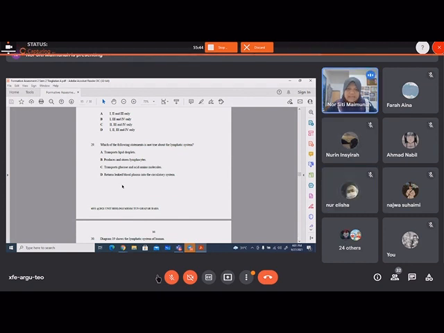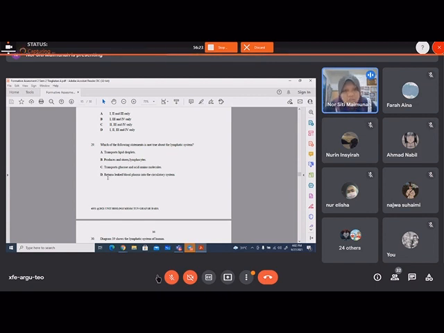29, which is not true about lymphatic system. What is the answer, class? C. Okay, transport glucose amino acid. So this is transported by your blood circulatory system, by the blood capillaries in the villus. So blood capillaries is under the blood circulatory system. Transport lipid droplets, correct? It's absorbed by the lacteal. Lacteal is a part of the lymphatic system. Lacteal is the example of the lymphatic capillaries that absorb lipid digested products.